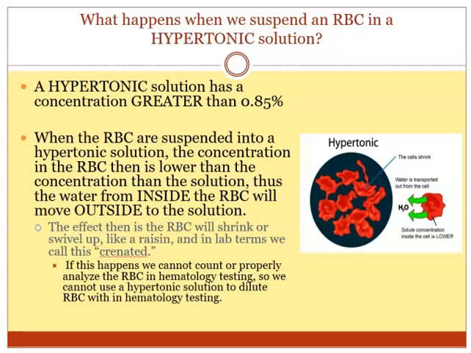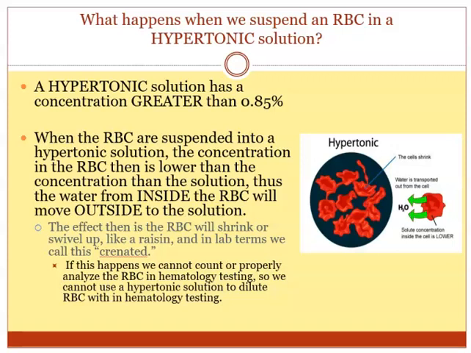Now, what happens to a red blood cell when we suspend it in a hypertonic solution? Let's say we have a solution that has a concentration greater than our 0.85%. So when our red blood cells are suspended in a hypertonic solution, the concentration in the red blood cells is lower than the concentration of the solution. So what's going to happen to the water? The water from the inside of the cell is going to rush out of the red blood cell and go to the solution. So what's going to happen to our red blood cell at that point?